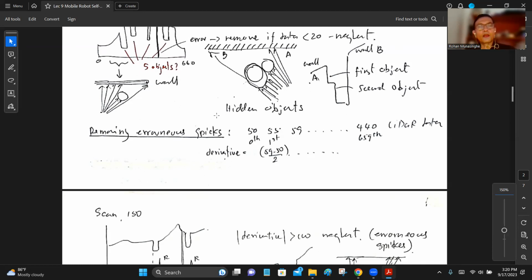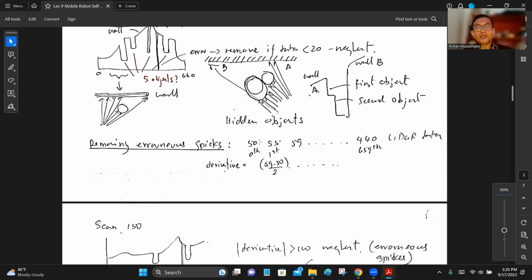So how do you remove these garbage data, like spikes and all that? It's by calculating the rate of change. One very simple way, rate of change. So how do you do that? So here you can see the beam index, 50th beam, 55, 59. It goes like that. Sorry, these are the ranges, 50 centimeter or whatever, 55 centimeter, 59 centimeter, like that, right?